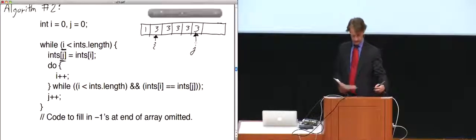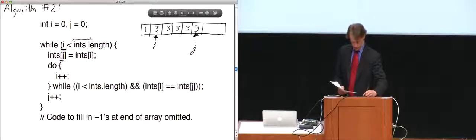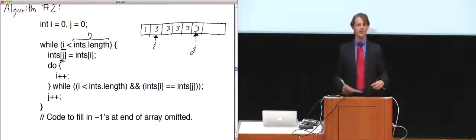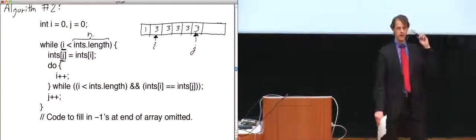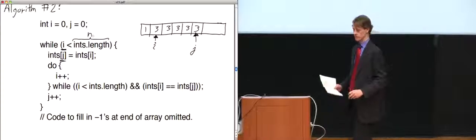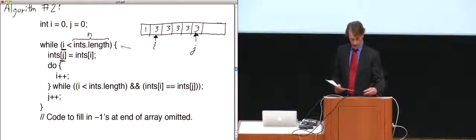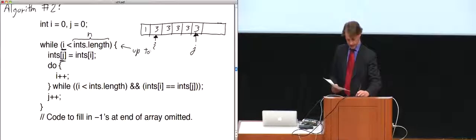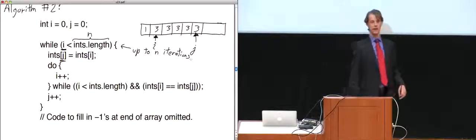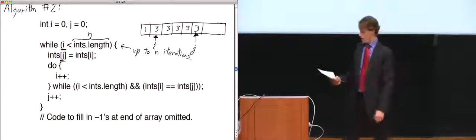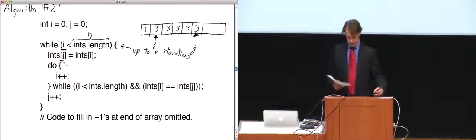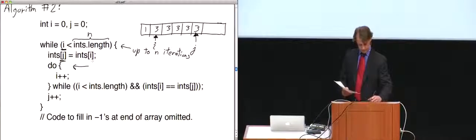So that means I have 2 loops. There's an outer loop that iterates through the array. Let's use n to mean the length of the array. So inst.length, I'm just going to call that n for short. And so this outer loop could iterate up to n times. It doesn't always iterate n times, but it could. And then I have an inner loop, this do loop here, which could also iterate up to n times.